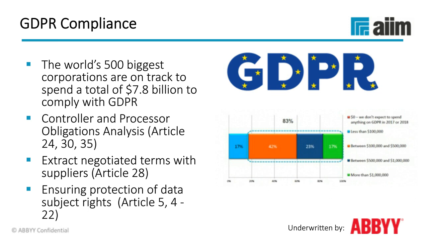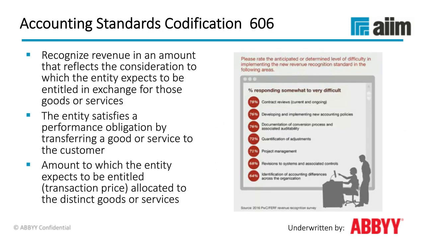Now, there's another major compliance initiative that's impacting organizations, which is defined as the Accounting Standards Codification 606. This is a mouthful, but it is an initiative of the Financial Accounting Standards Board and the International Accounting Standards Board that defines new rules for revenue recognition. And it requires the application of 5 steps.